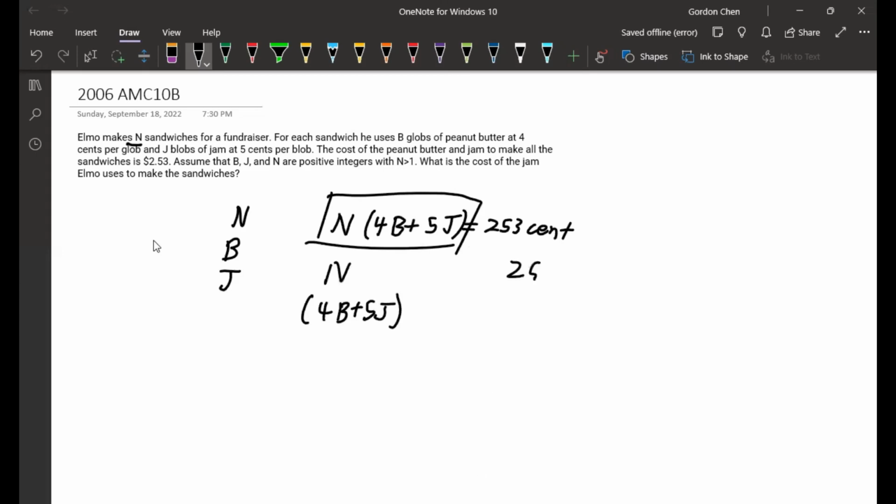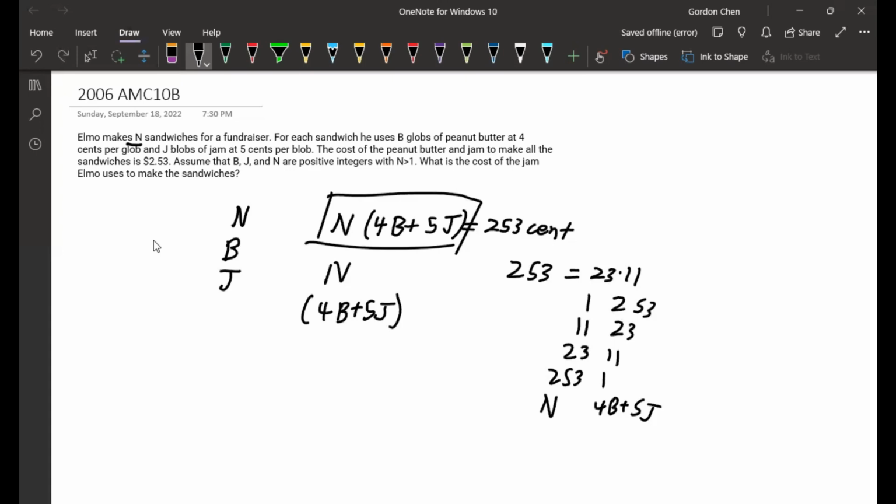So 253, we'll take a look at this number. So that's 23 times 11, and they're both primes. So the factors can be 1, 11, 23, and 253. Okay, so we say this is the N column and this is the 4B plus 5J.